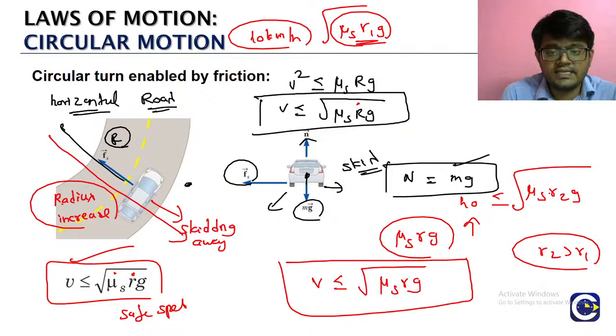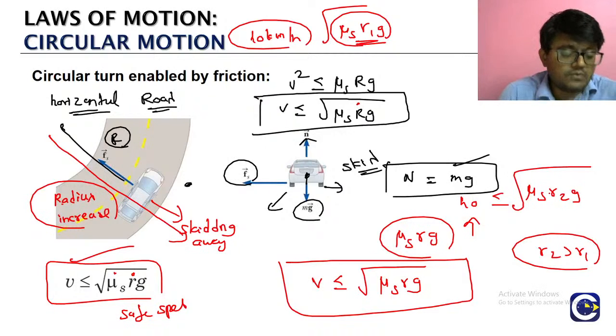So what is the important result here? The safe speed. If you want to just take a circular turn on the horizontal road, what is the safe speed we need to have? The V value should be less than or equal to root mu s into rg.